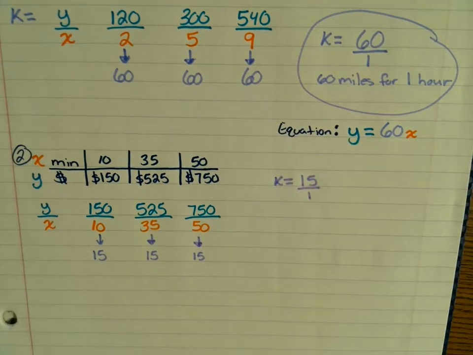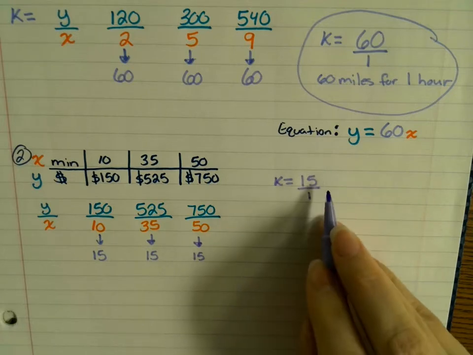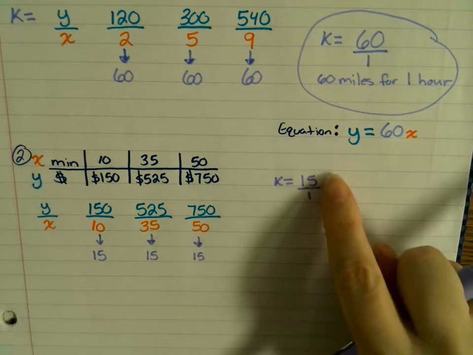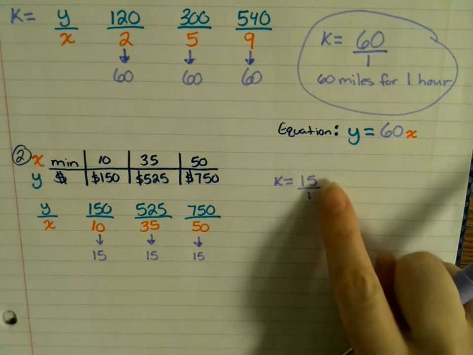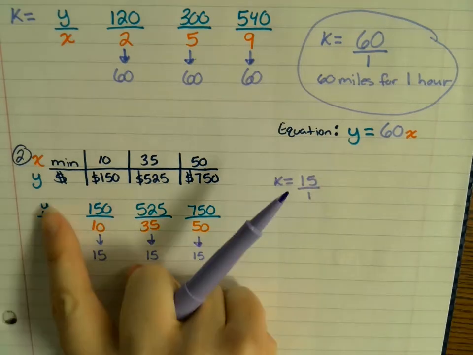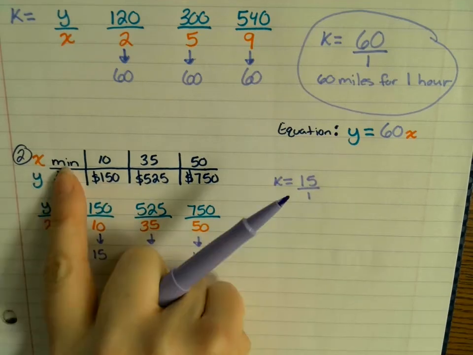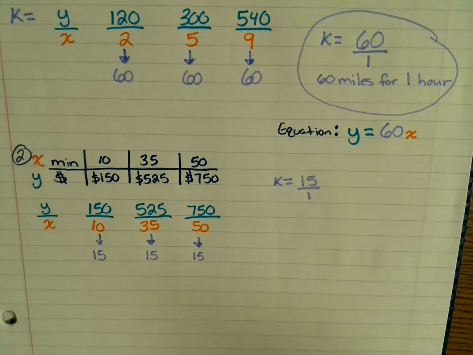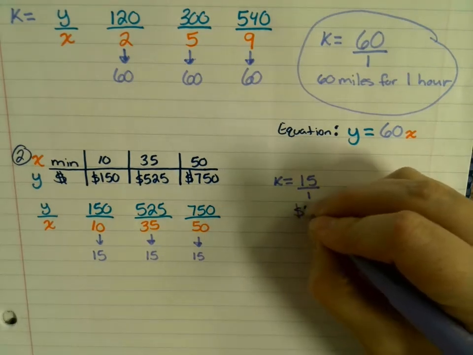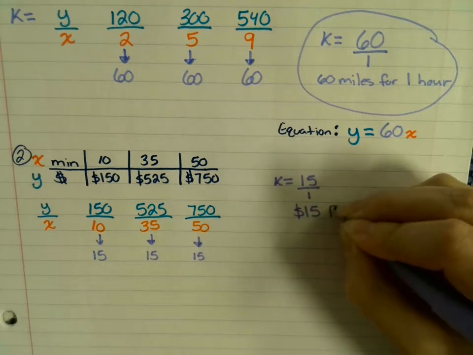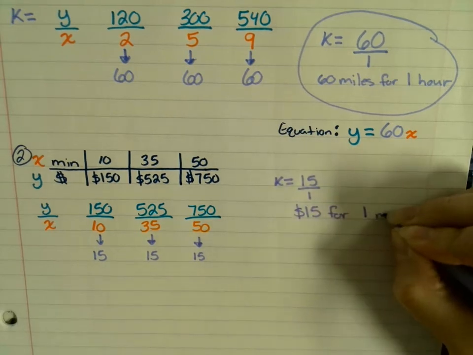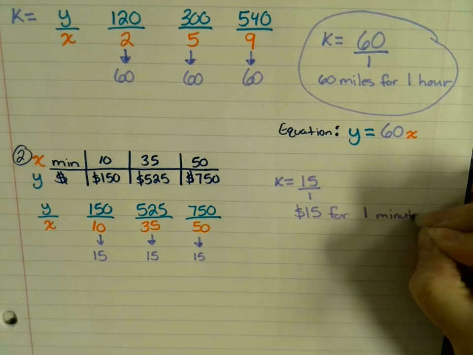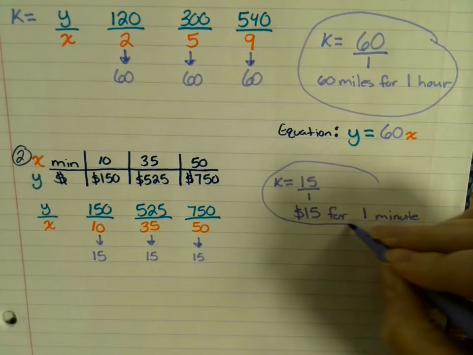Now let's relate it back to the context. Remember, the top is your Y, the bottom is your X. So 15 is 15 what? $15 for one what? Minute. Okay, always relate this stuff back in context to the problem. So this is going to be $15 for 1 minute.